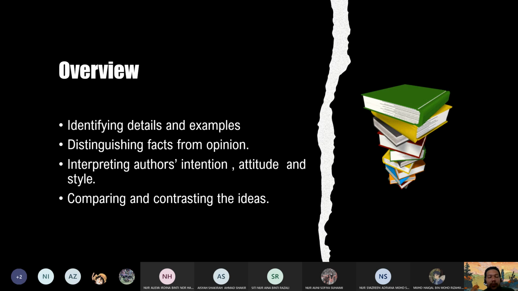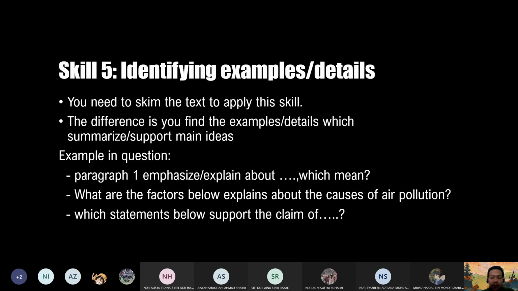And last but not least, we will learn how to compare and contrast ideas. Compare means you find the similarities, and contrast is when you find the differences between ideas in the text. Usually to answer this kind of question, you'll be given two texts, text 1 and text 2, in the reading exercises or reading tests. All right, we will go first.